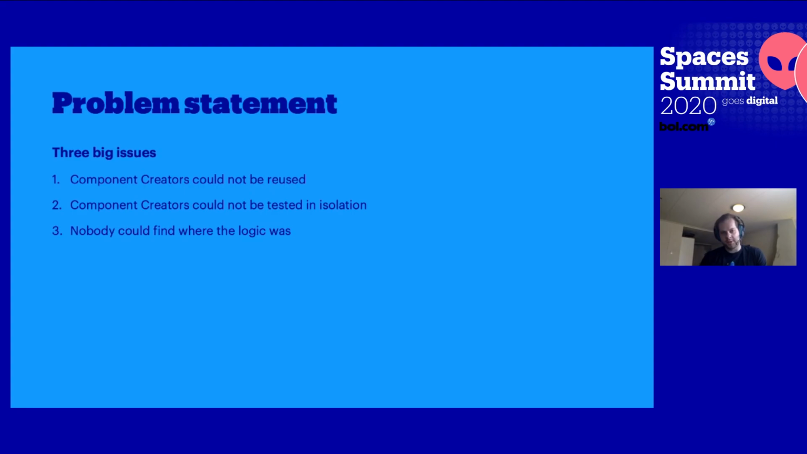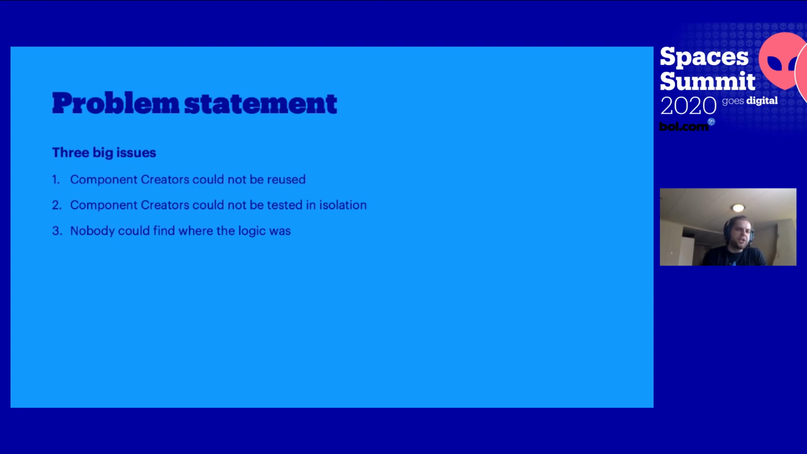Additionally, we had two other problems. Not only could we not reuse anything, they could also not be tested in isolation. And this gave us really big problems with testability. The main way we could test things was with huge fitness tests that did the entire page just to check one small piece of it. And the reason why we could not really test in isolation is because a lot of the logic was built into the model that entered the component creator. And this is also the third big issue that we had: nobody could ever find where the logic was.